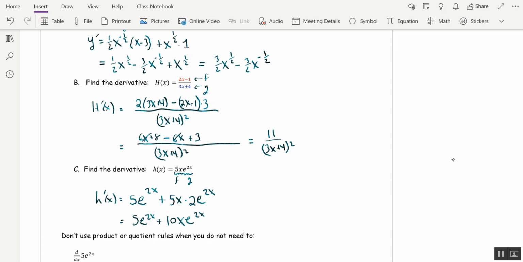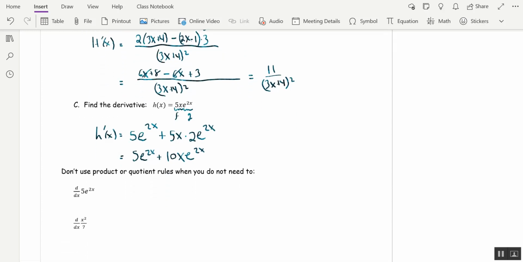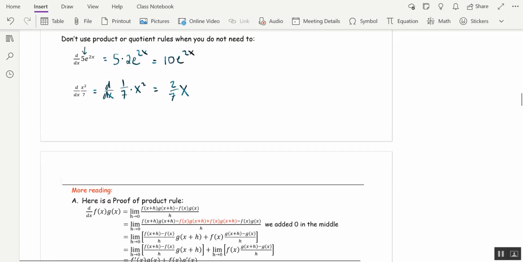And finally, I'll leave you with a caution. Don't use the product and quotient rules when you don't need to. You can, but you're likely to make a mistake. So for example, constant multiples don't need the product rule. The derivative of 5e to the 2x is simply 5 times the derivative of e to the 2x, which is 2e to the 2x. So that's 10e to the 2x. And the next one, d by dx of x squared over 7, it looks like a quotient, but really it's just d by dx of a constant, 1/7, times x squared. So the 1/7 just carries along. When we take the derivative, I drop the d by dx. That's 2/7 x. All right, and I've got some proofs on the next page. And then that is the end of this section.